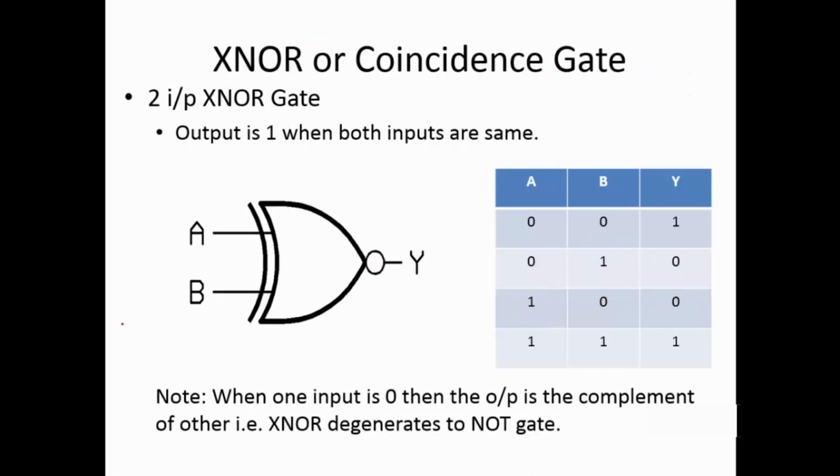Similarly, there is a gate called the XNOR gate. It means the output is 1 when both inputs are the same. It is the opposite of the XOR gate. It is sometimes also called the coincidence gate. Coincidence means when both are the same. When both are the same, only then the output is 1.